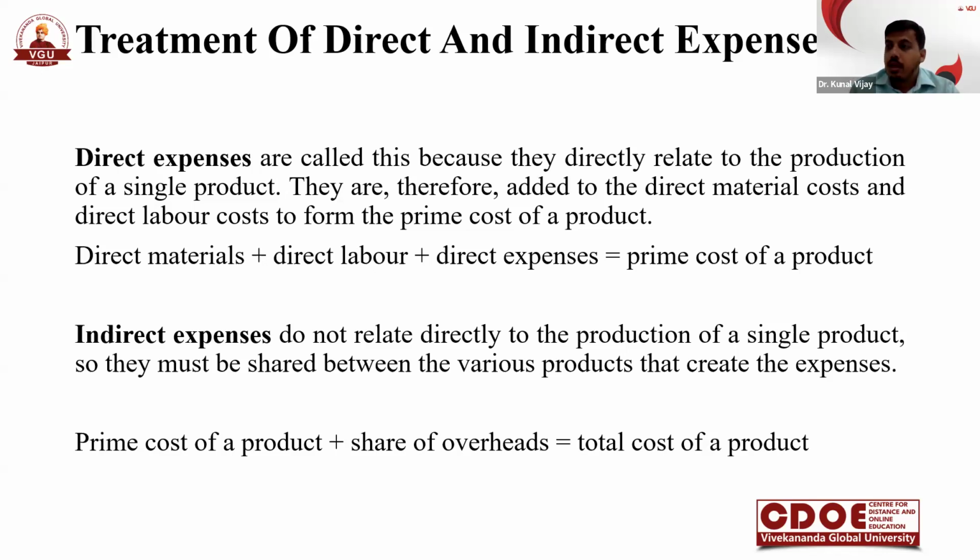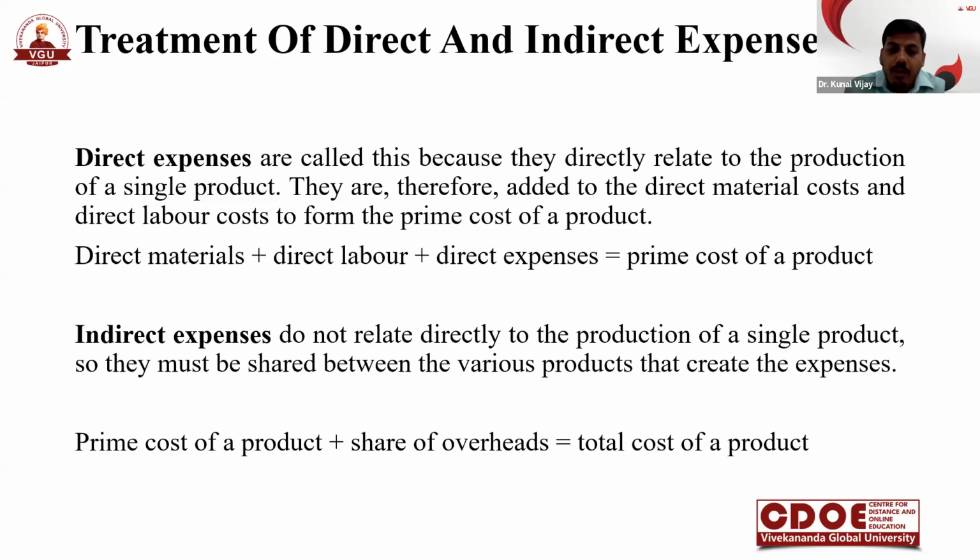Suppose we are manufacturing two types of products, say two kinds of bottles. The first one is a steel bottle, and the second one is a plastic bottle. So I'm manufacturing both products. Now, I'm paying rent for the entire building. Suppose there are two rooms. In the first room, I'm manufacturing this bottle, and in the second one, I'm manufacturing that bottle. And I'm paying a combined rent for the entire factory.